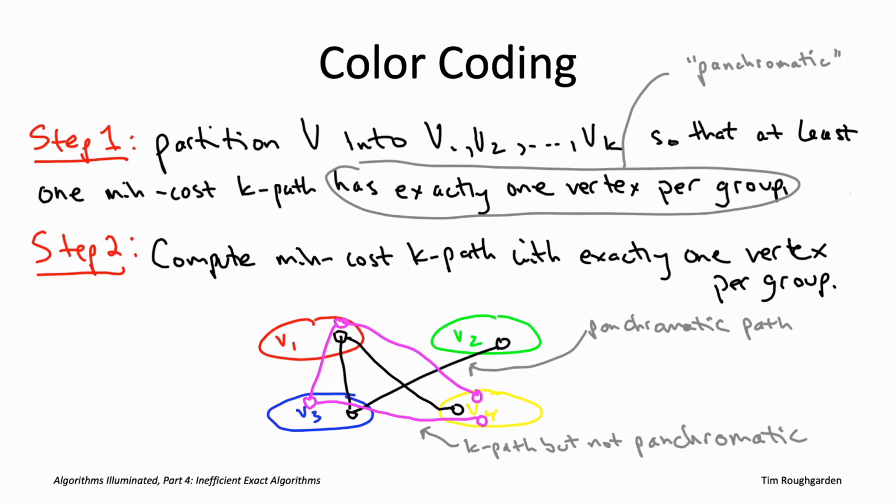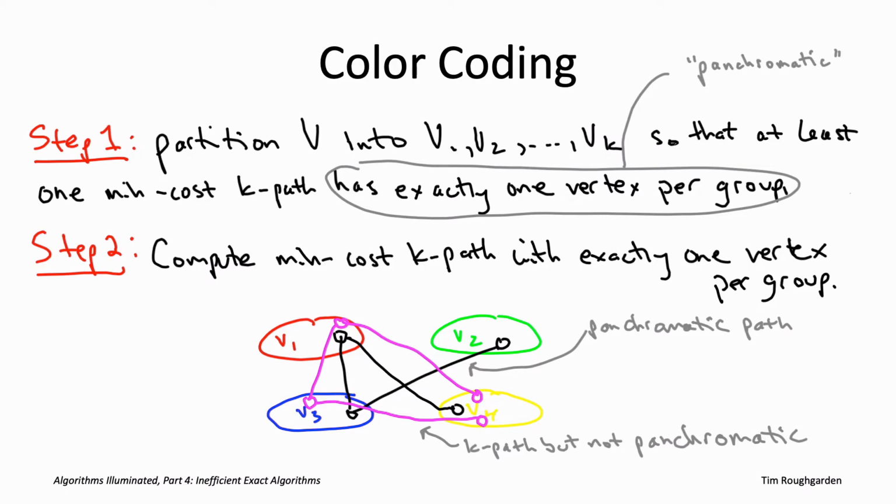So if we can carry out both of these steps, we definitely would have solved the problem we care about, the minimum cost k-path problem. Because after all, the second step is computing a minimum cost panchromatic path, while the first step ensures that the minimum cost panchromatic path is in fact a minimum cost k-path of the original graph G.